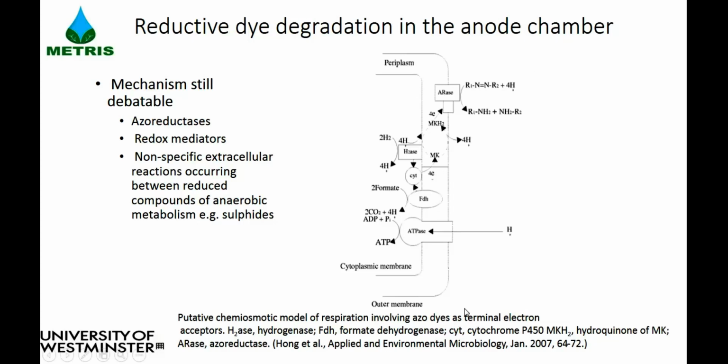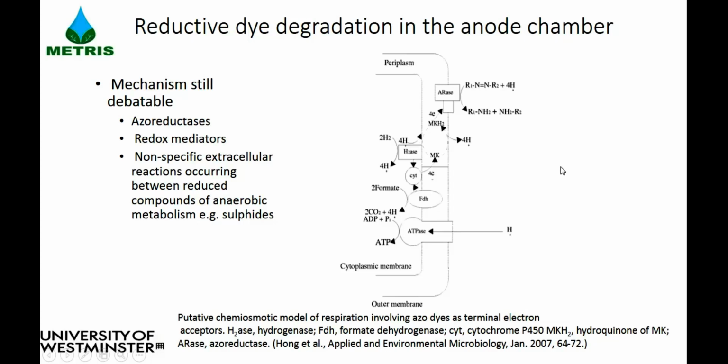So what we have here is a mechanism where you might think that electron donors like formate or hydrogen donate electrons which are channeled across the periplasm, and then the dye on the outside of the cell gets reduced via some kind of enzymatic mechanism, in this case involving an azo reductase. So the reduction can be direct, or it can be mediated by certain kinds of molecules which may be produced by the cell itself, or which may be added to the system.